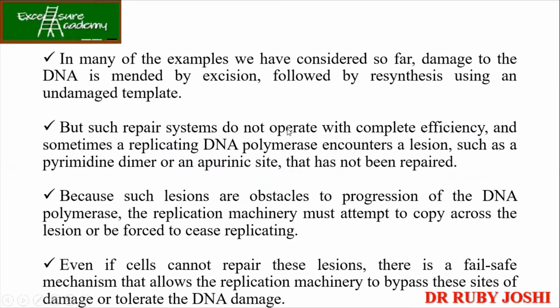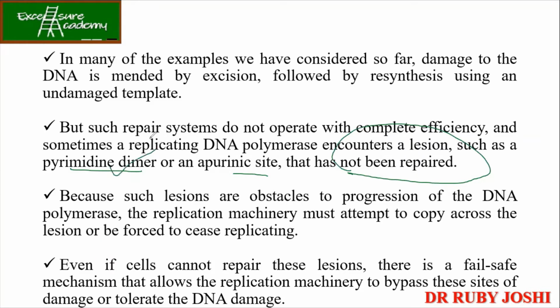So in many of the examples we have considered so far, damage to the DNA is mended by excision followed by resynthesis using an undamaged template, right? Whatever we have seen so far, even if it is mismatch repair or nucleotide excision repair, every time we were using an undamaged template. But such repair systems do not operate with complete efficiency, and sometimes replicating DNA polymerase encounters a lesion, such as a pyrimidine dimer or an apurinic site, which is not repaired. So we know that pyrimidine dimer can be repaired.